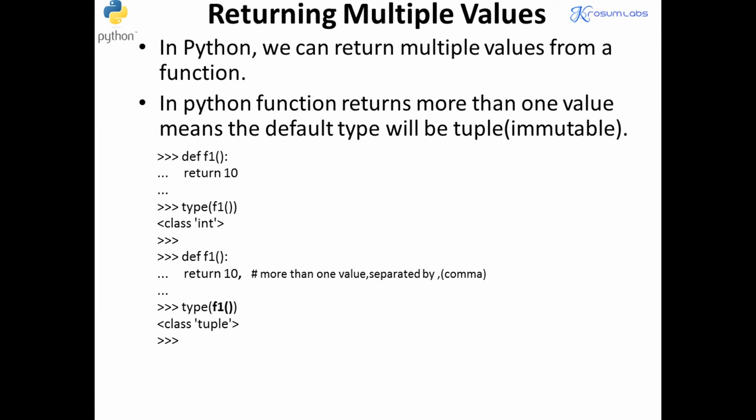In Python, with a single return you get the corresponding type. If there is more than one return value, it becomes a tuple type. Tuple means an immutable type. See this program slide. Function 1 returns 10. 10 is a single integer. If you put a comma, it becomes more than one value. So more than one value is automatically converted to tuple type data.